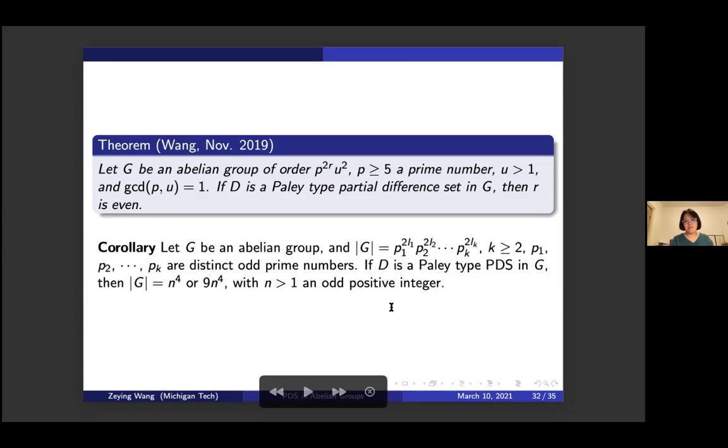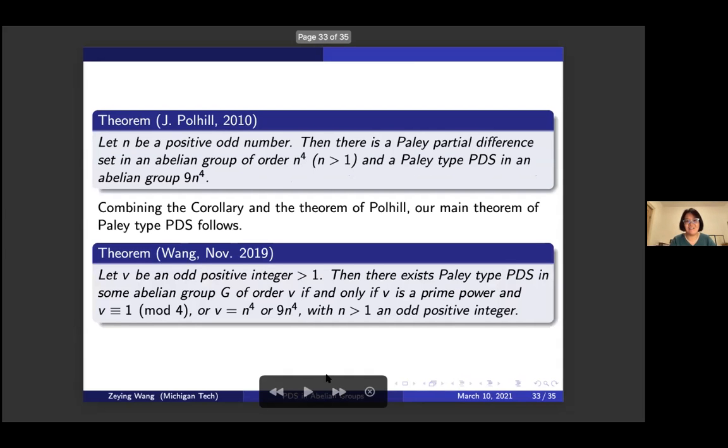And now people will say, okay, how about if the order of G equals n to the 4th or 9n to the 4th, can you find them? Yes, the answer was ready for me. So Jonathan Jedwab proved in 2010, for n an odd number, constructions of Paley partial difference sets in both types of groups, of order n to the 4th and 9n to the 4th, right?